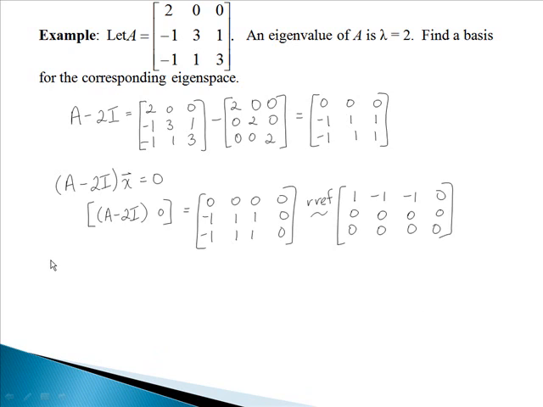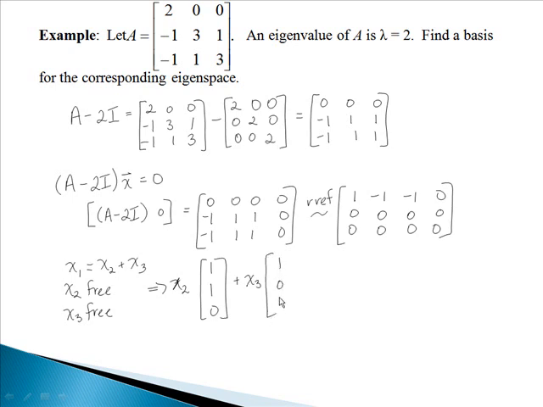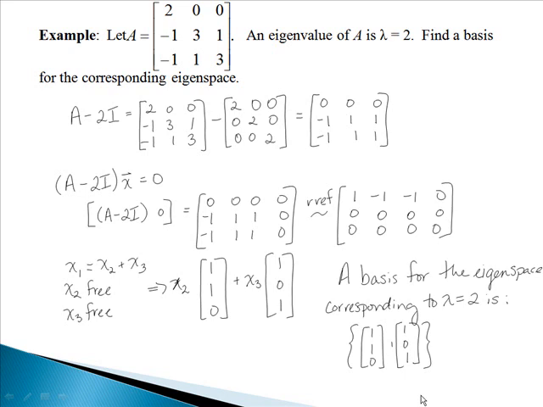So let's look at the general solution. We'll solve it, and we see we have x1 equals x2 plus x3. x2 is free and x3 is also free. So we'll pull out x2 first, and we have (1, 1, 0), plus x3 times (1, 0, 1). Then those two vectors form a basis for our eigenspace. So a basis for the eigenspace corresponding to our eigenvalue lambda equals 2 is the set containing those two vectors we just found.